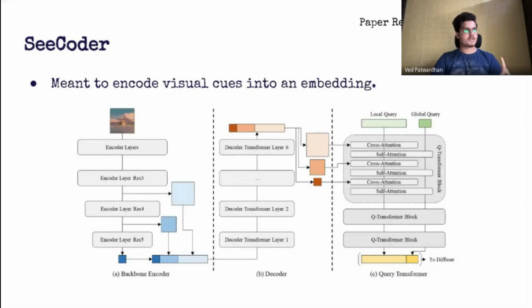And this is the way the C coder was designed. They've got 3 sections: the encoder, then a decoder, and a query transformer. As you can see, the encoder is extracting feature pyramids from the image. Then the decoder converts them into multi-level image representations. And then the query transformer attends to all of those representations to generate a single vector to represent the reference image which you're using.